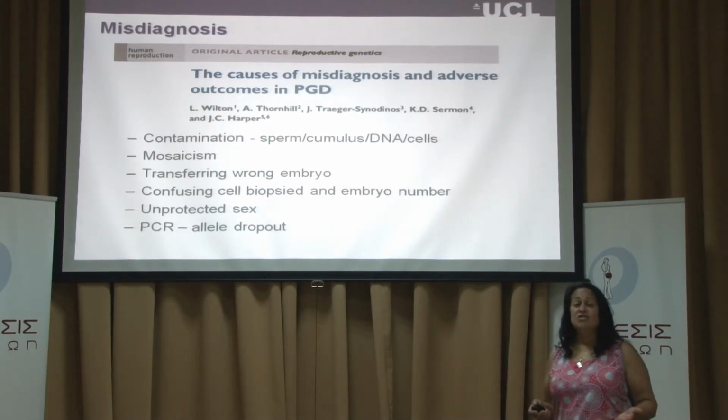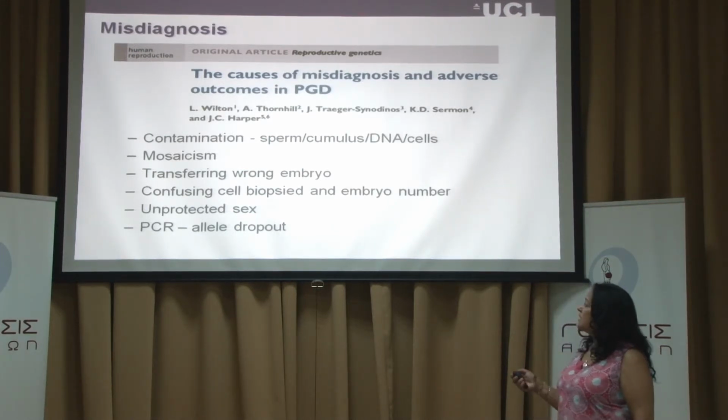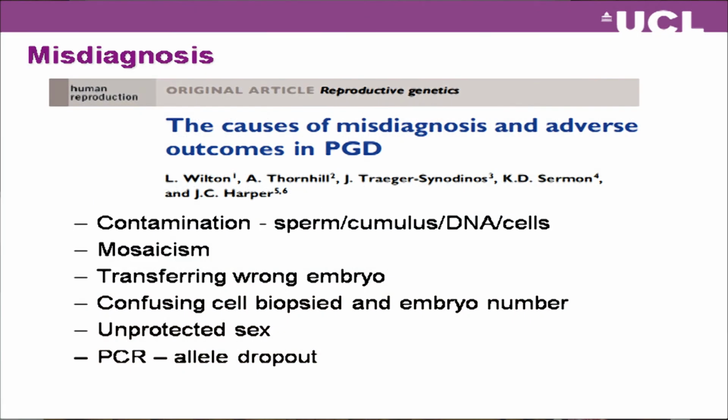And unfortunately I have to talk to you about misdiagnosis. There are a number of reasons why misdiagnosis can occur in PGD. It can be contamination from sperm, cumulus, DNA in the lab, and cells that are in the lab. The mosaicism I mentioned can cause misdiagnosis. The lab could transfer the wrong embryo.